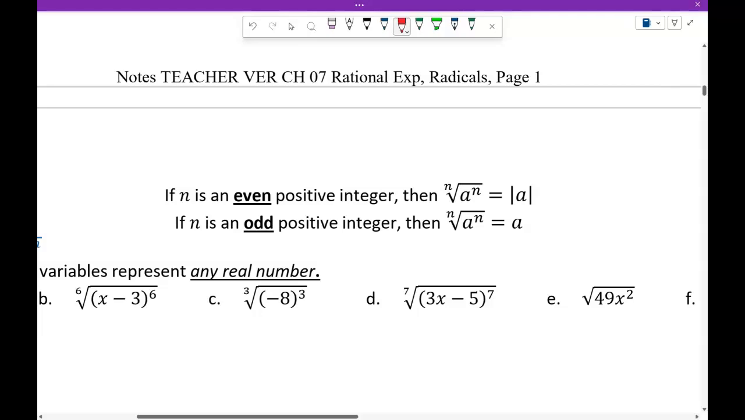However, if our value for n, the exponent and the index, are even, then what we have to do is take the absolute value of the radicand, because recall that we cannot have a negative solution to a square root. However, if n is odd, then we can just cancel out, take the radicand, and we have our simplified solution. No absolute value necessary.